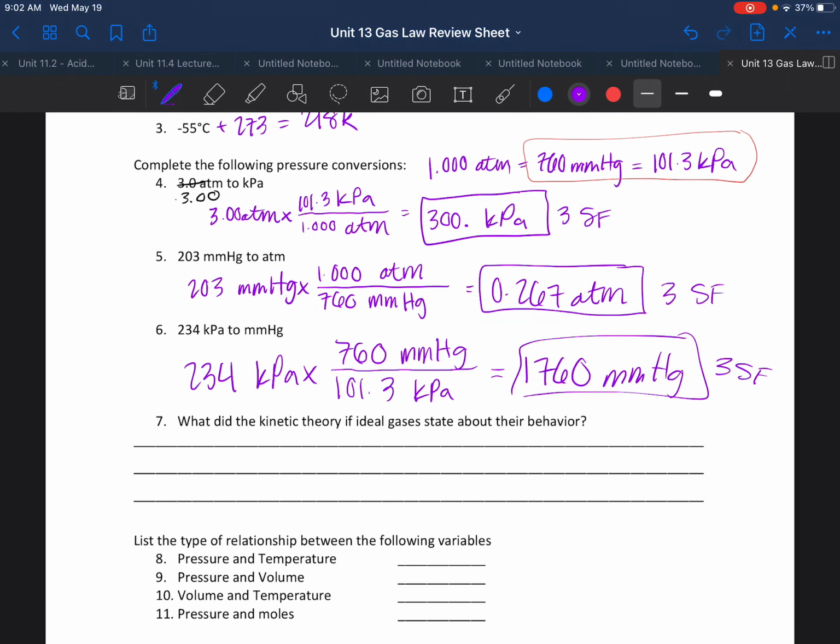Number 7 is talking about theory. So what did we learn about the kinetic theory of gases? And so what's important to note, there's kind of 3 main points. First of which is that we have the gas state particles move quickly. We also have that these gas state particles are far apart. And lastly, they don't bump into each other. So there are no interactions. They move independently.